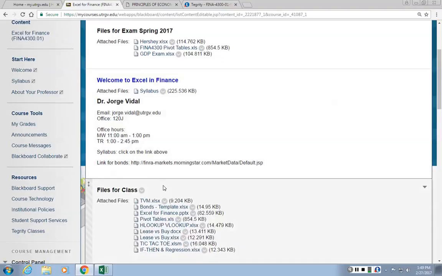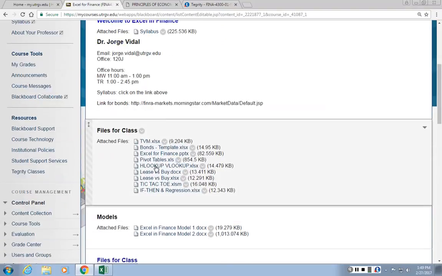And in Blackboard, I uploaded a couple files, maybe just one, but this one right here, bonds template. So we'll be using that one to build the bond model. And the third model, I know you're working with the second model, and I will try to leave some time today and also next class, so maybe if you need some help with the second one, I can help you.